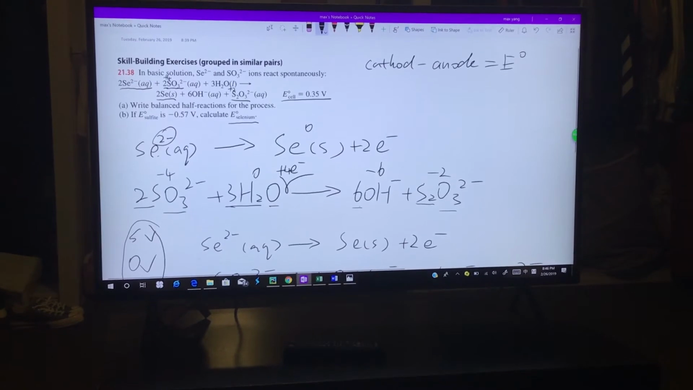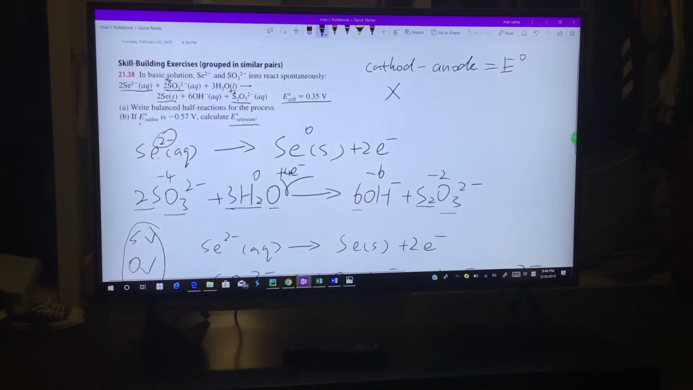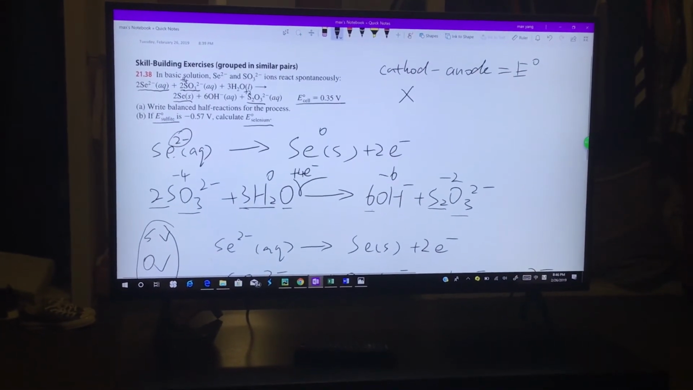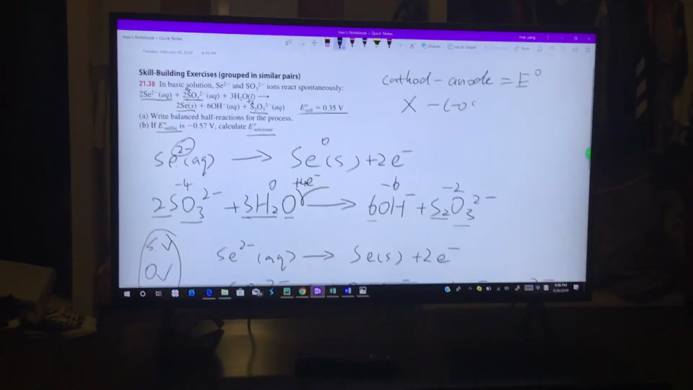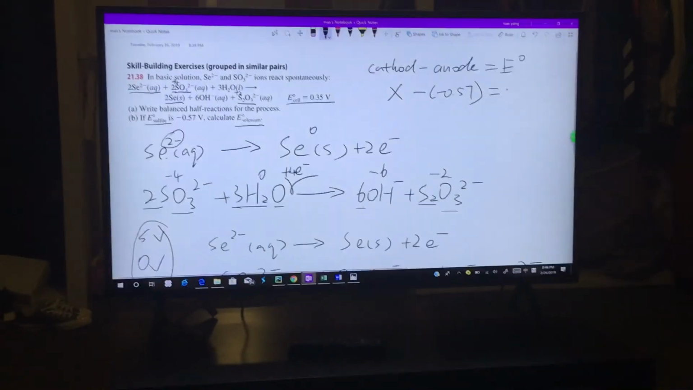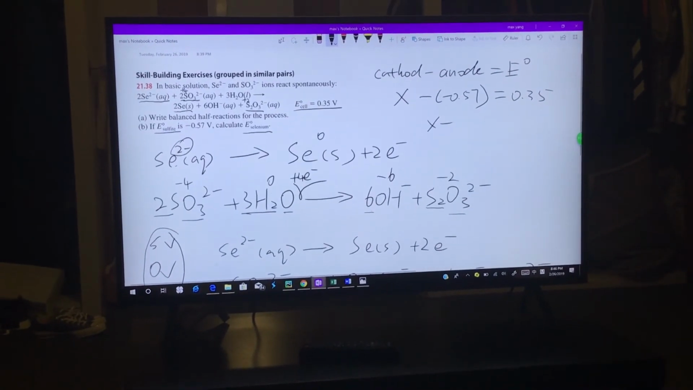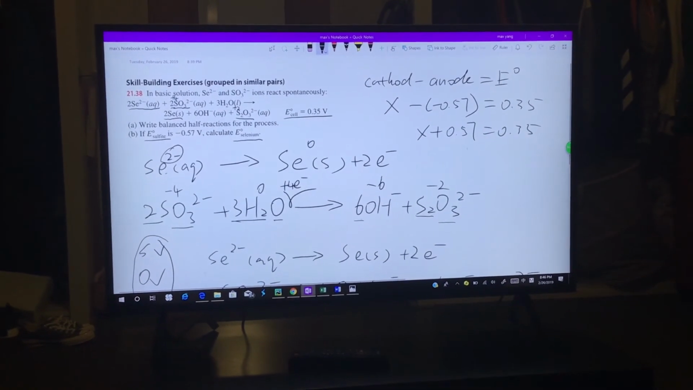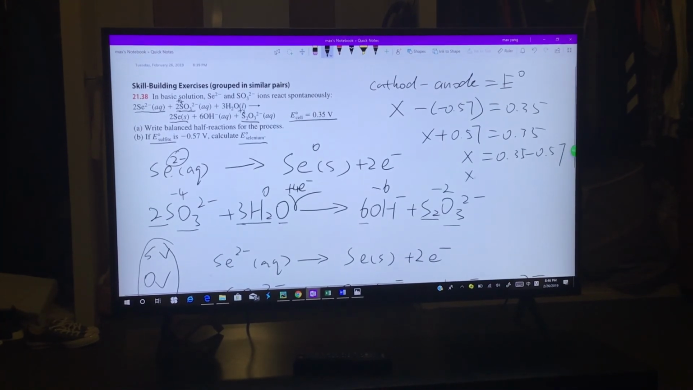So if we put it in the cathode, we don't know because it's not given in the problem, so that would be X. And then the sulfide, which is the anode, because it's undergoing a reduction reaction, so it is minus negative 0.57, turning into the given number 0.35. So now we got X plus 0.57 equals 0.35. And X would be 0.35 minus 0.57, so X is 0.22, which is the result for part B.